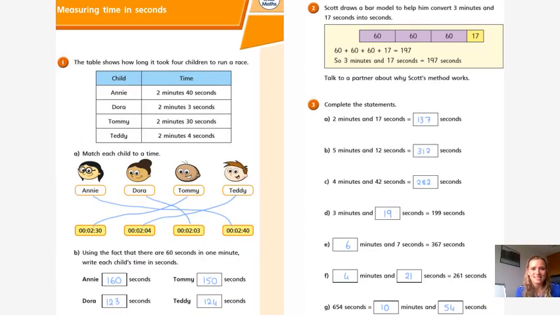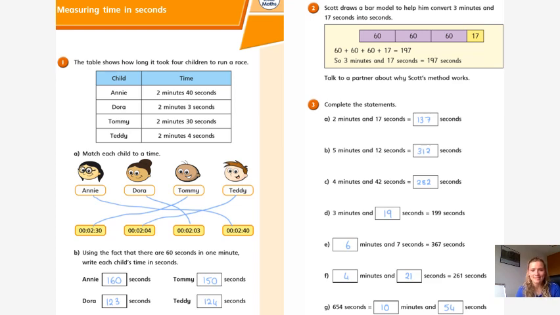Okay, so let's have a look at the answers then. So number 1, the table shows how long it took for the children to run a race. Match up each child to the same time. So we first of all need to have a look. If they are 2 minutes, none of them have got hours, so that's why they all start with 0, 0. And they all have 2 minutes.